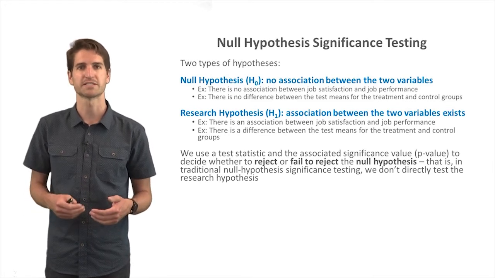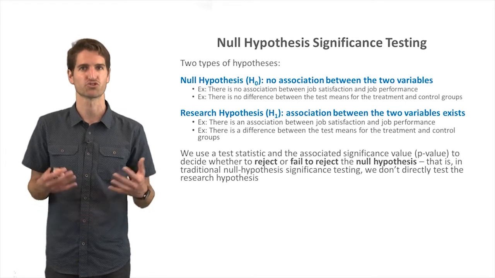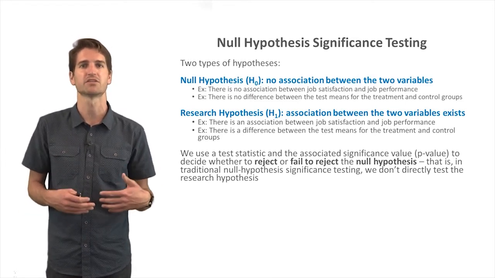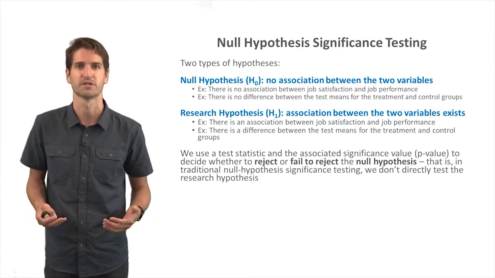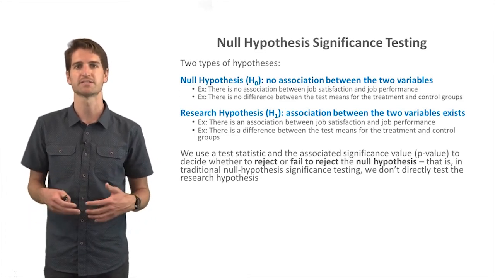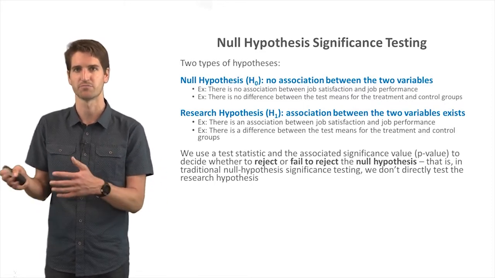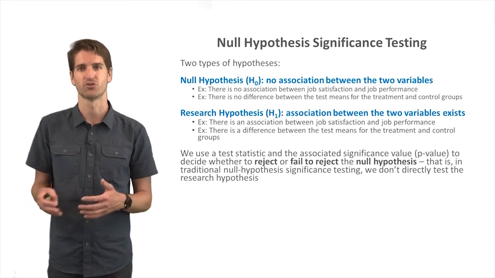Now, regarding that second research hypothesis, there is a difference between the test means for the treatment and the control groups, as opposed to the corresponding null hypothesis that stated there is no difference between the test means for the treatment and control groups. Now, we use a test statistic and the associated significance value, which is a p-value, to decide whether to reject or fail to reject a null hypothesis.